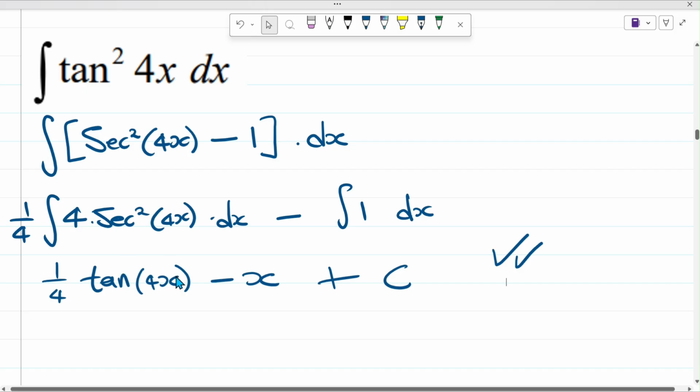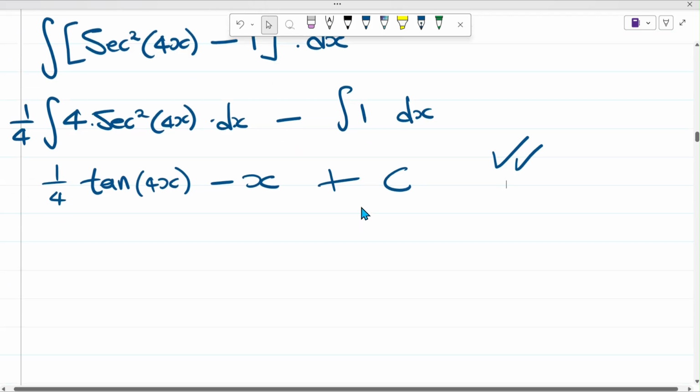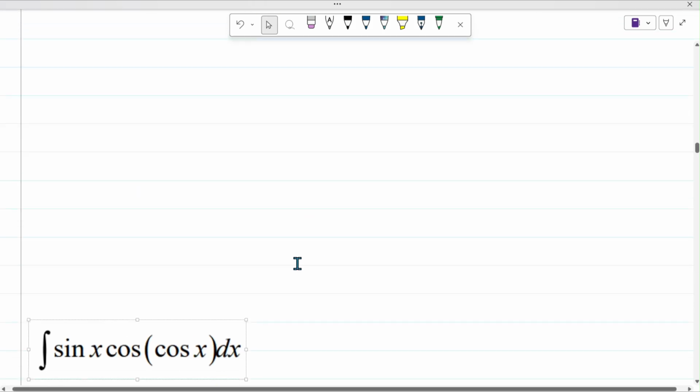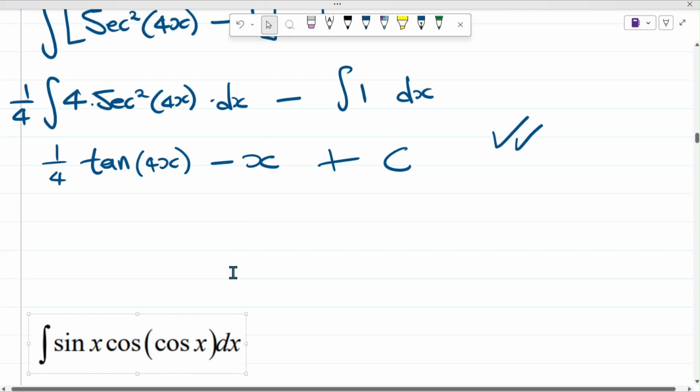Of course, you can always differentiate your answers to see if you go back there. So for this case, when we differentiate this, it's going to be sec squared multiplied by 4, and the 4 and 1 over 4 cancel each other. Differentiate this, it becomes 1, and then sec squared minus 1 is equivalent to tan squared. So that's how to verify the answers. Anyway, let's quickly do some other questions. We still have more questions to discuss.